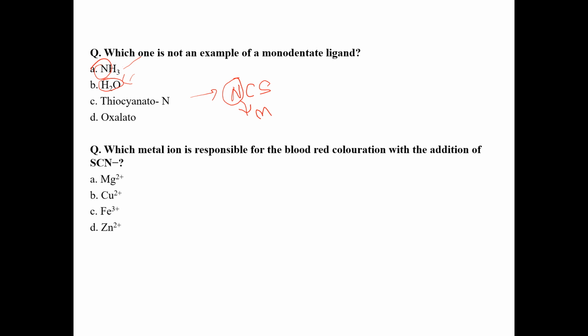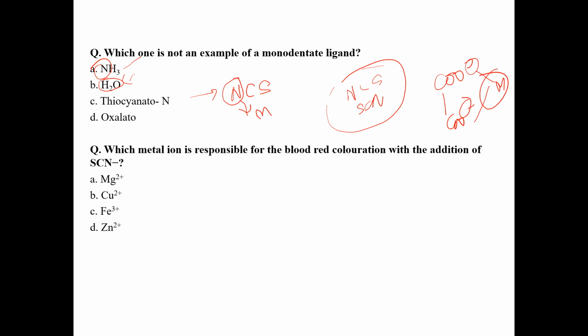So that's why it is also an example of a monodentate ligand. Although if it is not specified, that is if it is only thiocyanate, it can exist in two forms, isothiocyanate or thiocyanate, NCS or SCN. In that scenario it can work as an ambidentate ligand. And oxalato, since oxalato has this structure, it is bidentate. So this will be the right answer, because it is not an example of a monodentate ligand.